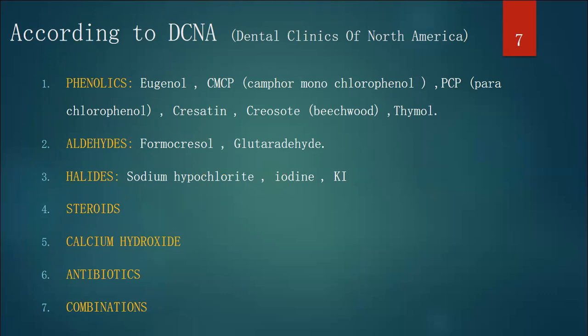According to DCNA, Dental Clinics of North America: phenolics, eugenol, CMCP, camphorated monochlorophenol, PCP, parachlorophenol, cristatin, creosote, beechwood, and thymol. Aldehydes involve formocresol and glutaraldehyde. Halides involve sodium hypochlorite and iodine. Then steroids, calcium hydroxide, antibiotics, and combinations.